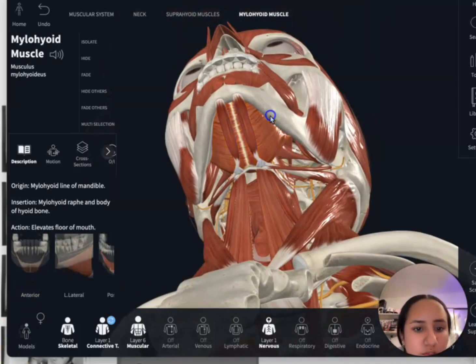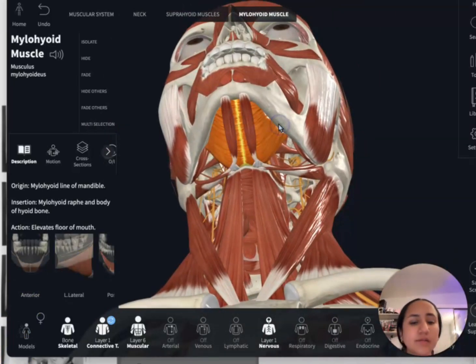So the next one is going to be right under here. So this is the mylohyoid muscle. The origin for the mylohyoid muscle is the mylohyoid line of the mandible. The insertion is the mylohyoid raphe and the body of the hyoid bone. And then the action is that it elevates the floor of the mouth, so just like closing.